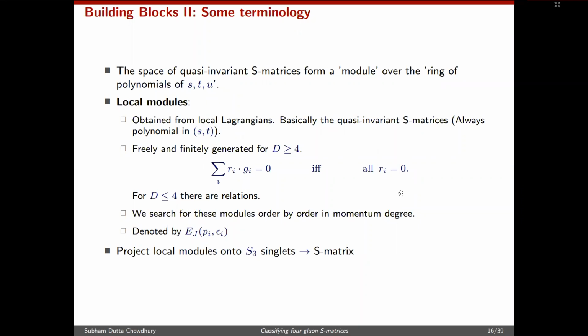Let me just tell you that there is some interesting mathematical structure in these quasi-invariant S matrices. They form a module over the ring of polynomials of Mandelstam invariants, which means that you can multiply them by polynomials of S, T and U, but you can't divide them by polynomials of S, T, U. There is a hierarchical structure. In terms of Lagrangians, you can put contracted derivatives on your local Lagrangians, but you can't divide them by 1 by box. That is not allowed.